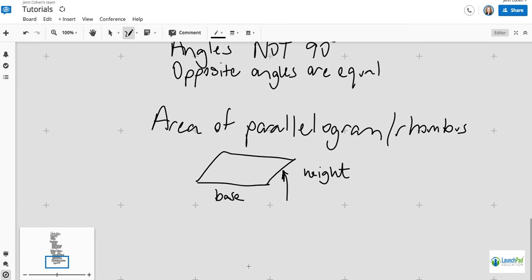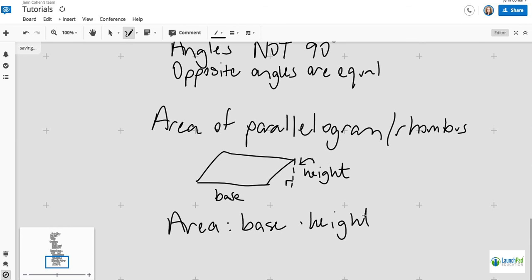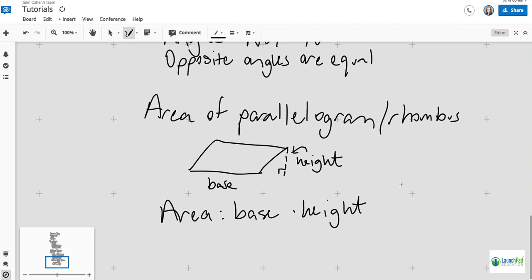It's not. It is, however, the vertical distance. So this needs to be a 90-degree angle. That is the height. Okay. So the, again, area is base times height, but it is the vertical height. Okay, and that applies to the rhombus as well.